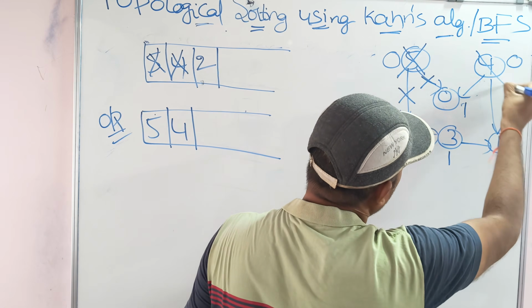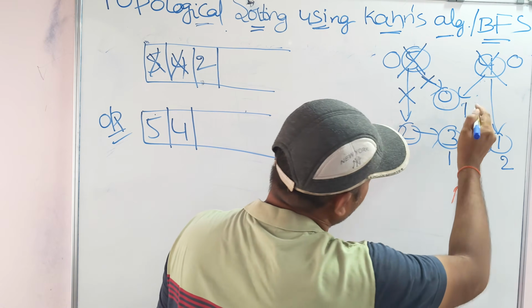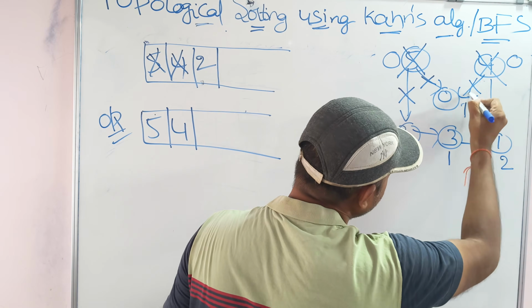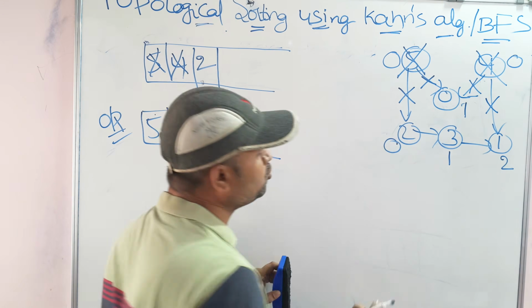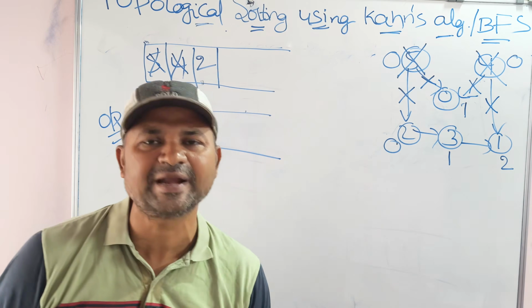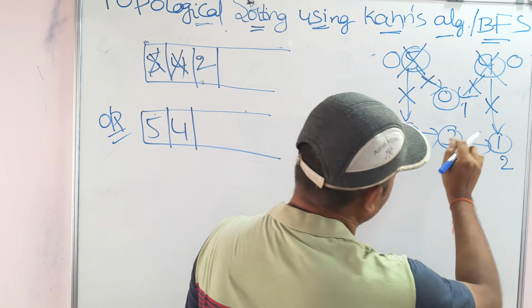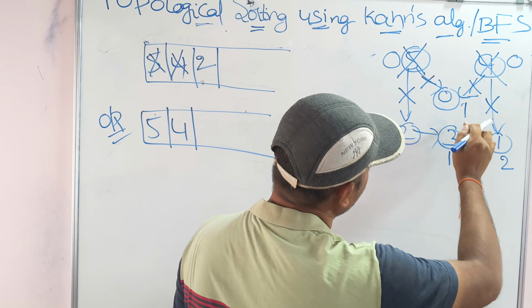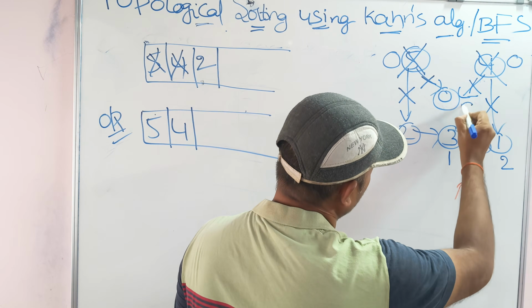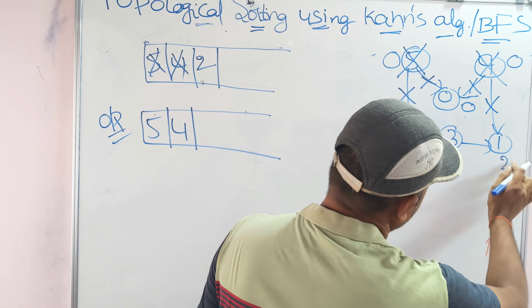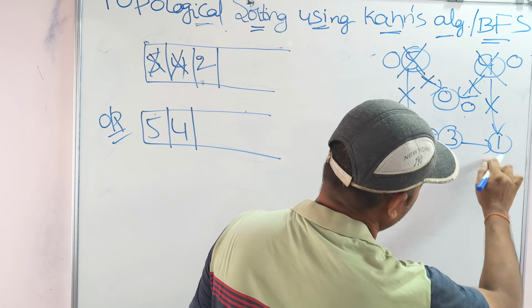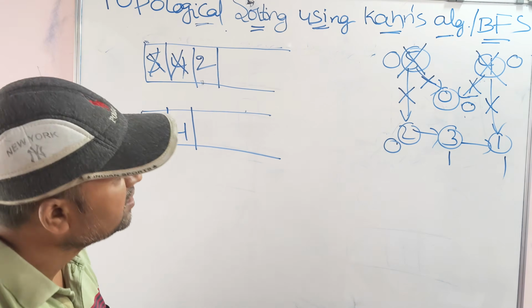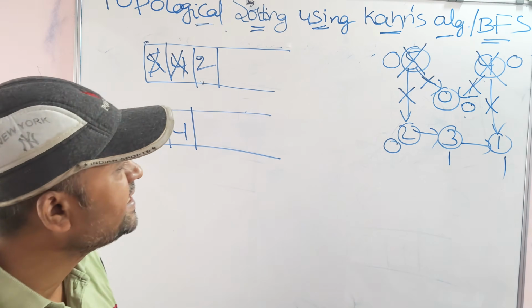So delete 4 from the graph, and we have to delete its corresponding outgoing edges also. So let us delete this outgoing edge as well as this outgoing edge. Let us show it in a separate graph in the examination. Its neighboring vertices' in degree will be reduced by 1. So this 1 will become 0. Next, this 2 will become 1. This 2 will become 1. Okay. Next, we have to select the vertices whose in degree is 0.